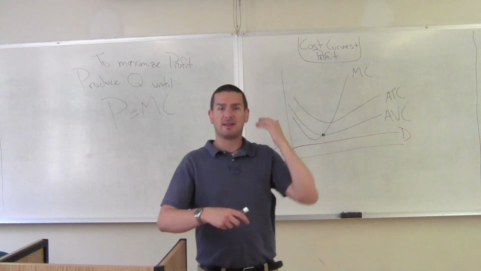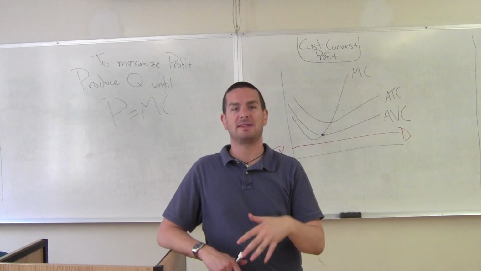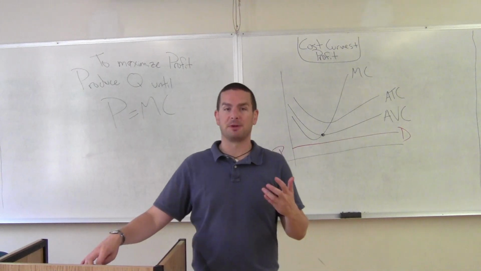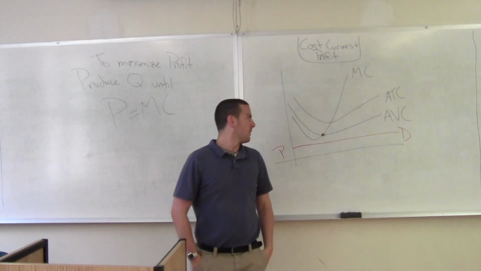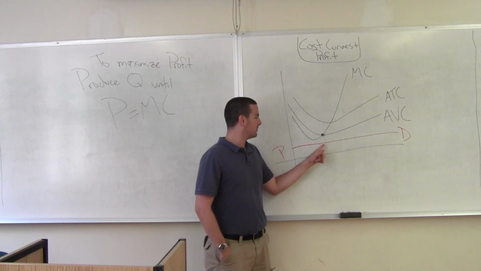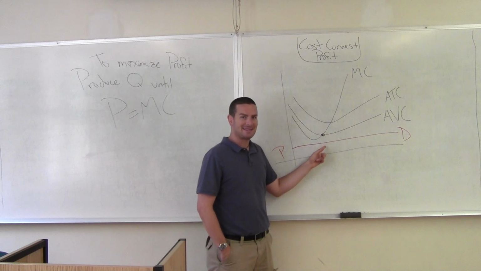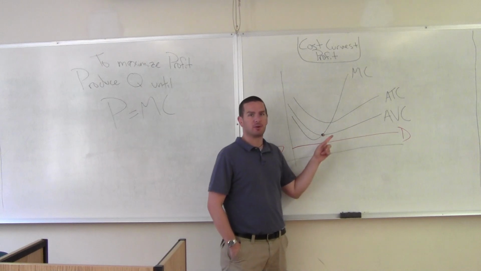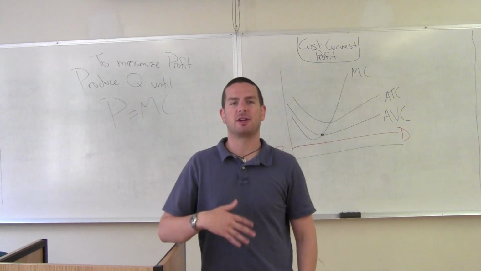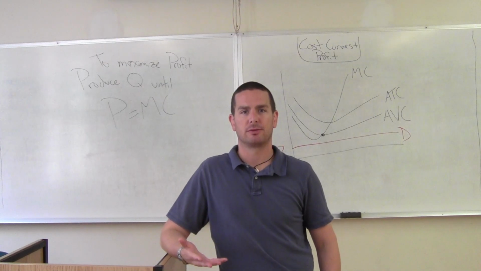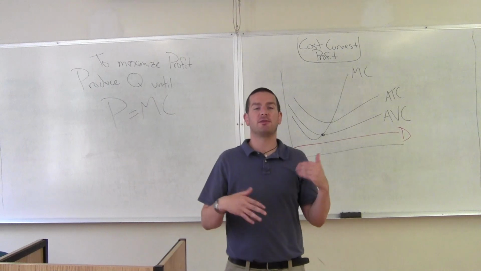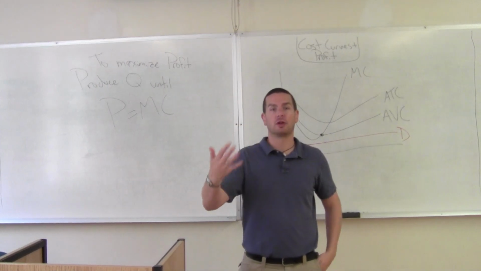So, let's say that on average, remember price is equal to marginal revenue, which is equal to average revenue, in perfect competition. If your average revenue is less than your average variable costs, that means you're not even making enough to cover the cost of your labor. Okay? Forget about you making a profit. You're not even making enough money to pay your workers.